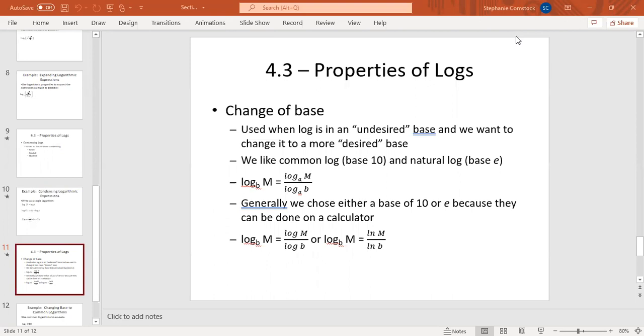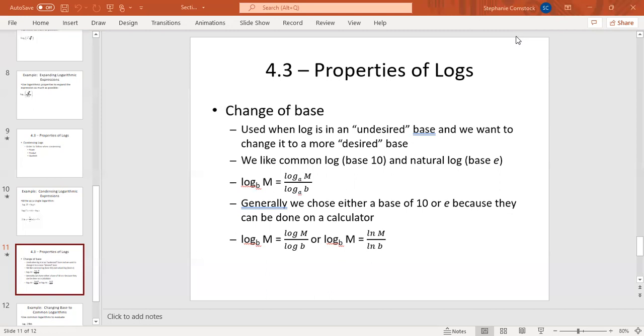So when we have a base that is quote unquote undesirable, and we want to change it to a more desirable base. Now, desired bases here are common log and natural log. We like those. A calculator can work with those. We can process that. Undesired quote unquote bases are going to be any other bases. So base 5, base 7, base 12, base 2, anything like that.